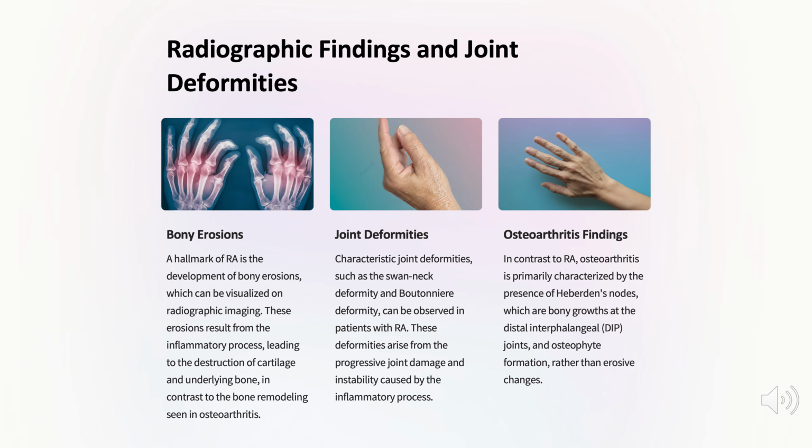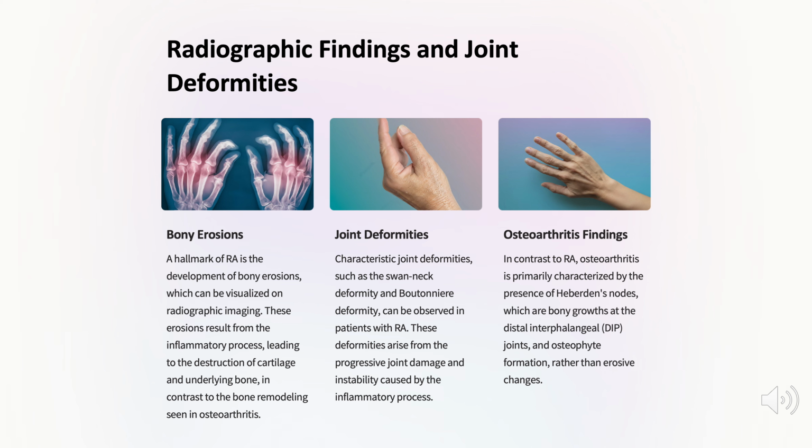Now let's explore the radiographic findings and joint deformities associated with rheumatoid arthritis and osteoarthritis. Bony erosions. A distinguishing feature of rheumatoid arthritis is the presence of bony erosions, which are visible on radiographic imaging. These erosions result from the inflammatory process, leading to the destruction of cartilage and underlying bone, in stark contrast to the bone remodeling seen in osteoarthritis.